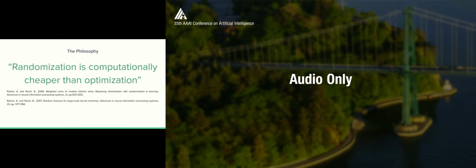And this is the philosophy. This comes from a very well-known quote from Rahimi and Recht, who introduced the random kitchen sinks, one of the basic shallow models in this paradigm of randomization that uses random features to speed up the operations of kernel machines. Actually, their paper from 2007 won the Test of Time Award 10 years later at NIPS 2017. Essentially, in their random kitchen sinks paper, the one from 2008, they say that randomization is computationally cheaper than optimization. So this can be our philosophy in this tutorial.